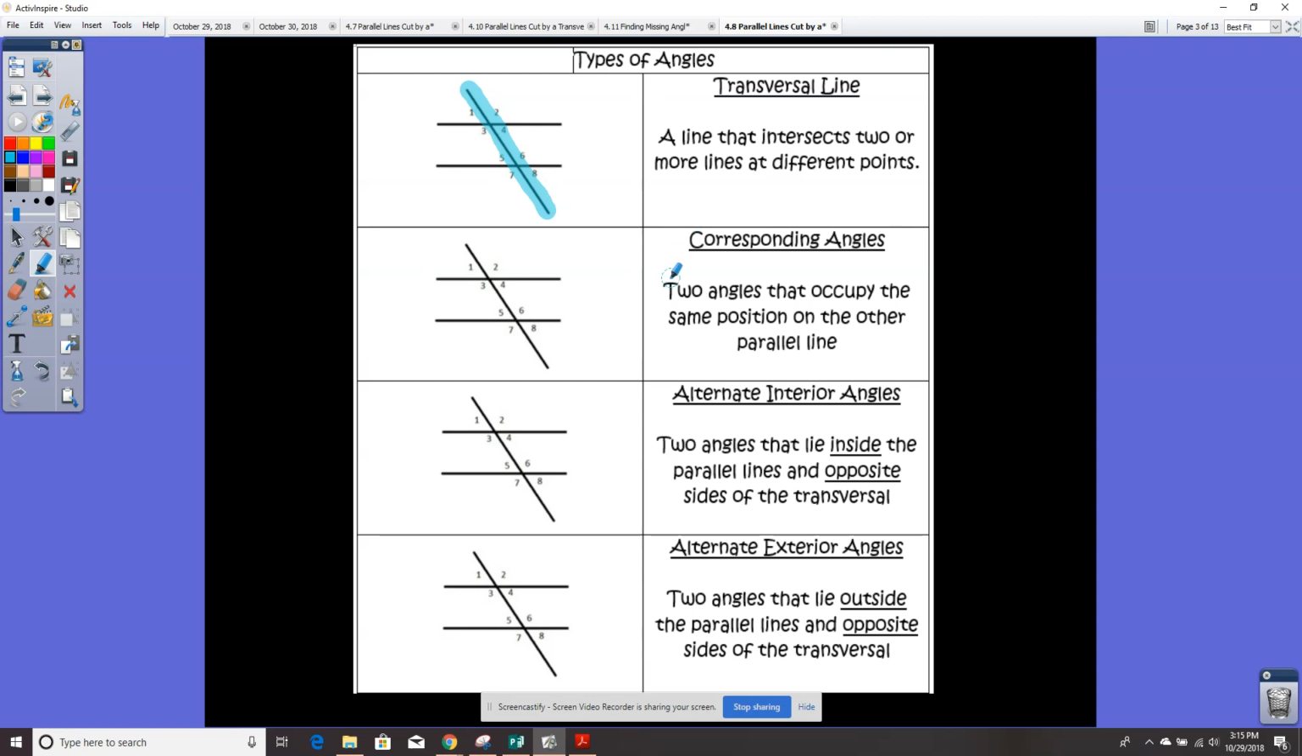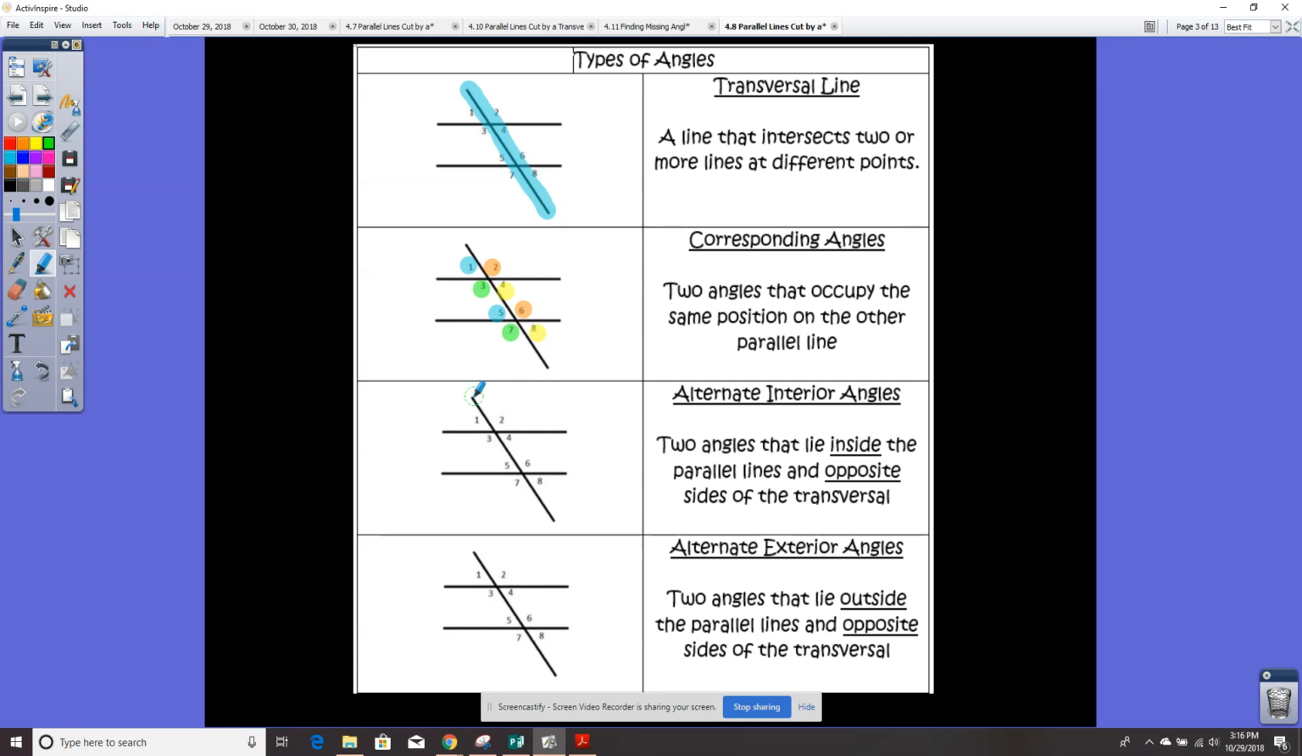Now corresponding angles are two angles that occupy the same position on the other parallel line. So for example, 1 and 5 are corresponding angles. 2 and 6 are corresponding angles. 4 and 8 are corresponding angles. And then 3 and 7 are corresponding angles.